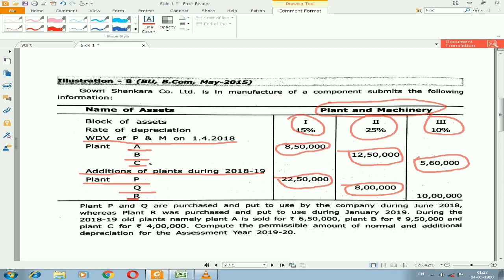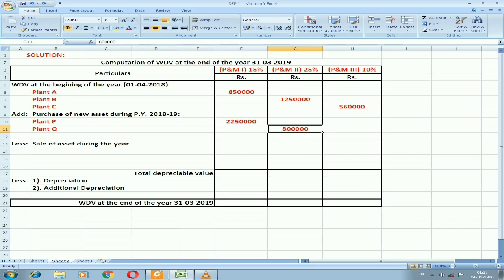And next, which is plant R, which is the amount of rupees 10 lakh. So this we are supposed to consider in the third block of plant and machinery. So that is plant R, amount of rupees 10 lakh. After considering it, we need to check whether we have any sales of assets during the year.